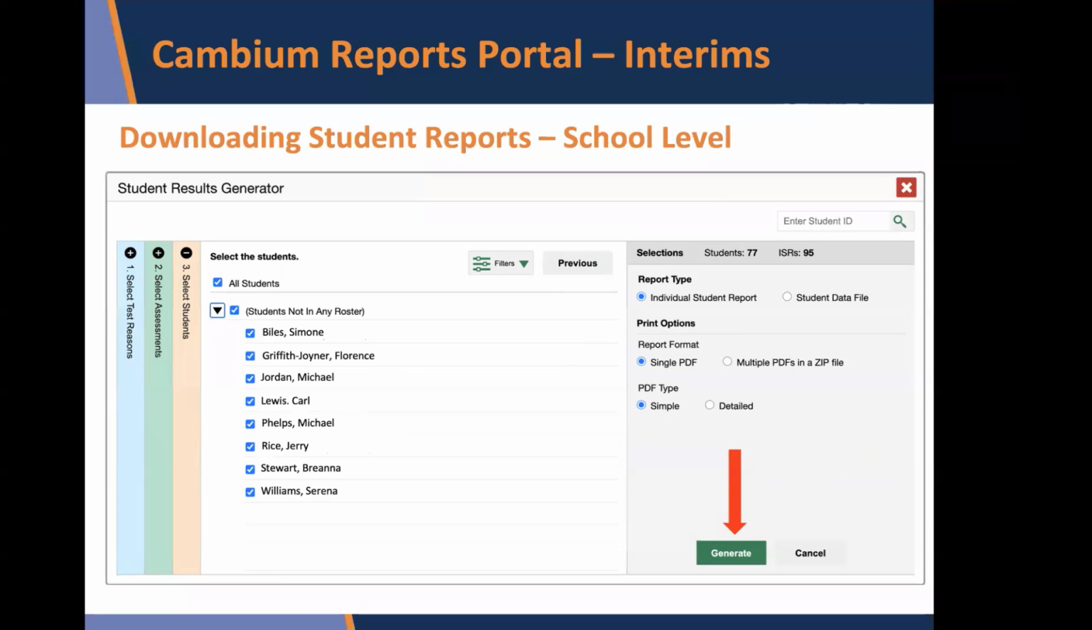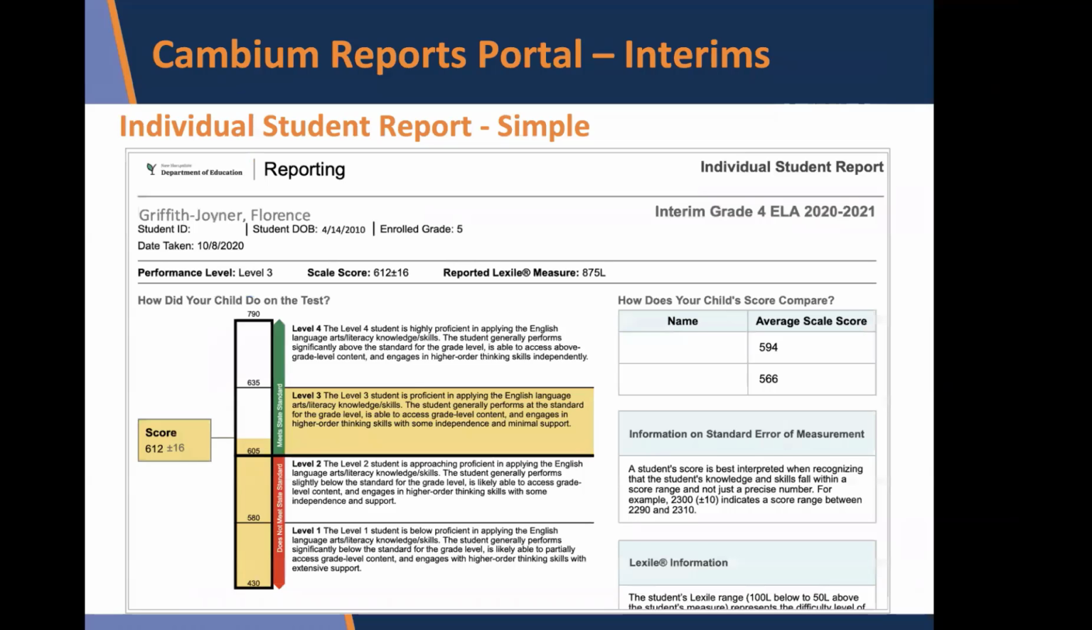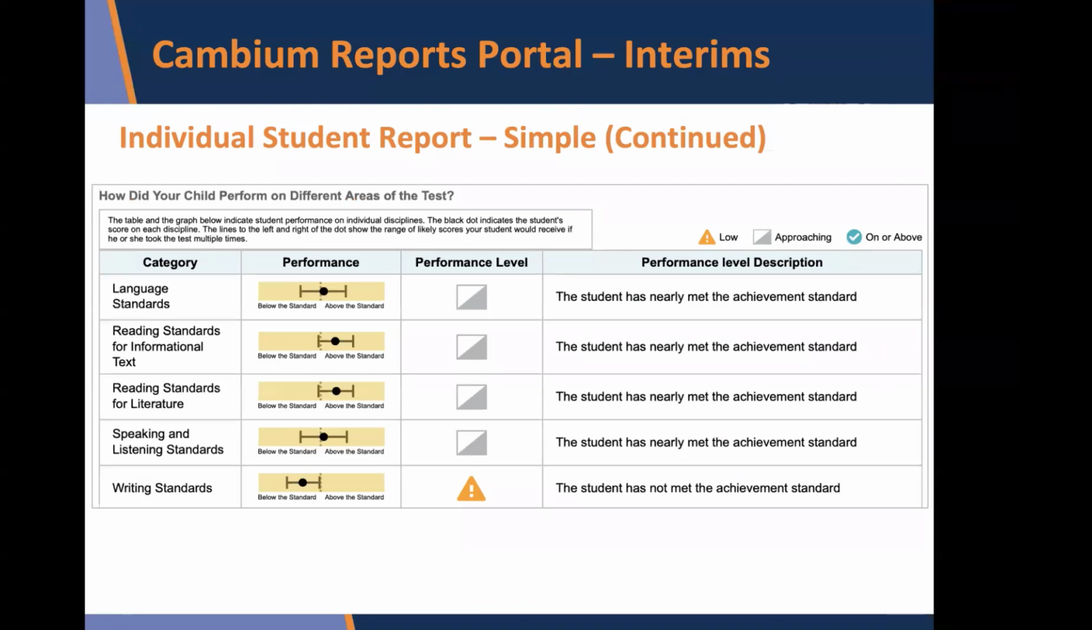Simple is for the person who asked if there was a short student report; this is it. This is the simple one, and this is what it looks like. This is the ELA portion. It's actually all the first page, but I showed it on two different pages. This is the specific student. You can see their score and their level. You can see their Lexile information for the ELA. You can also see what their performance was by category, whether they're low, approaching, or on or above.